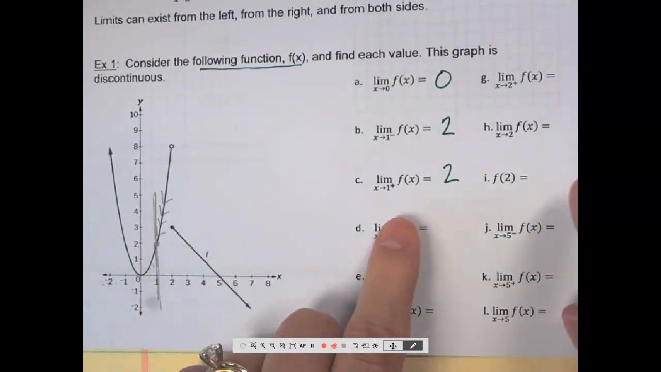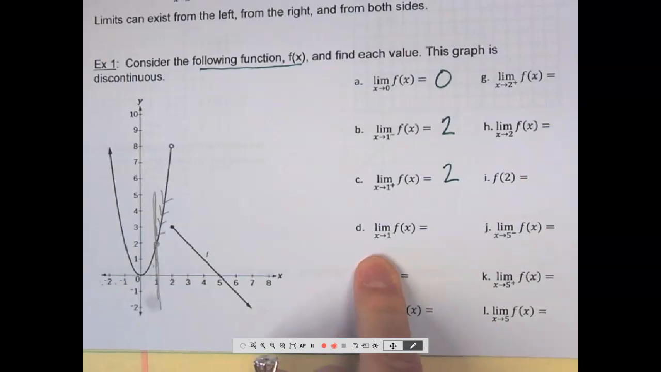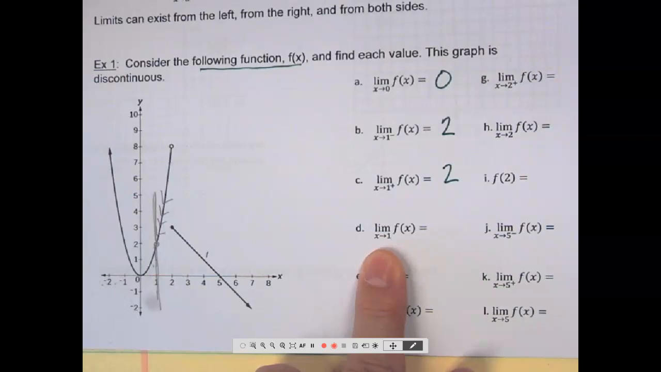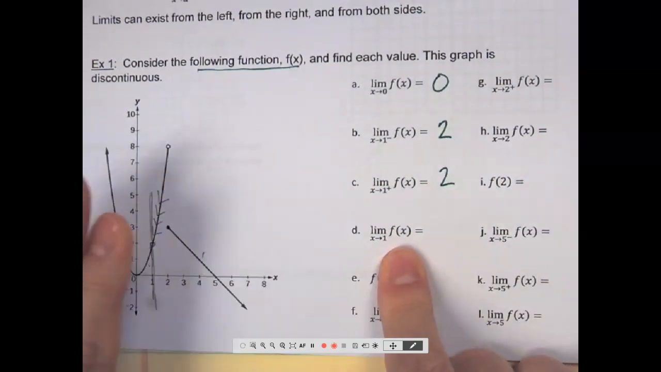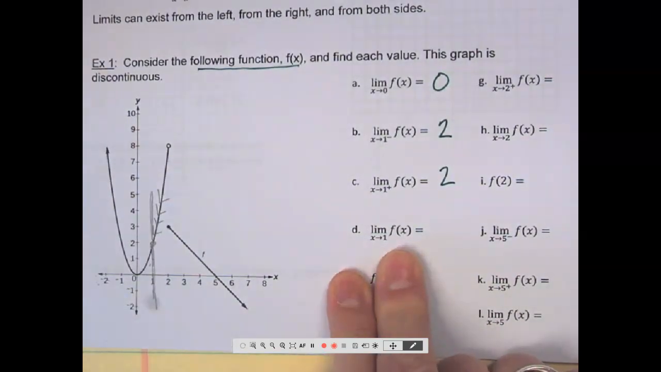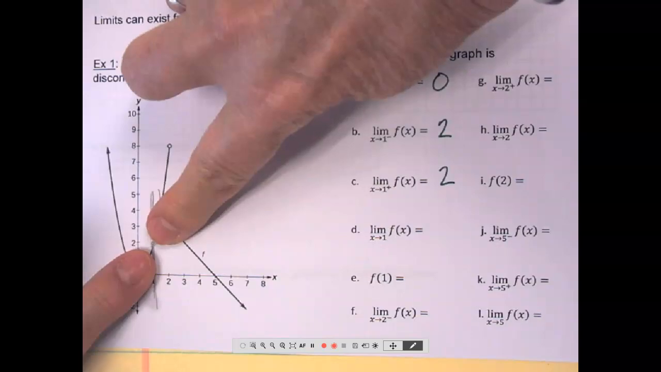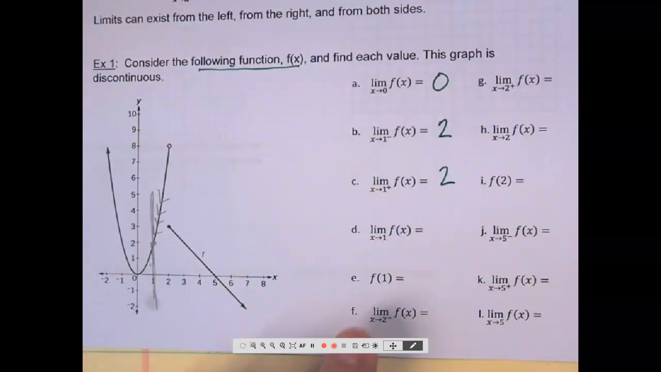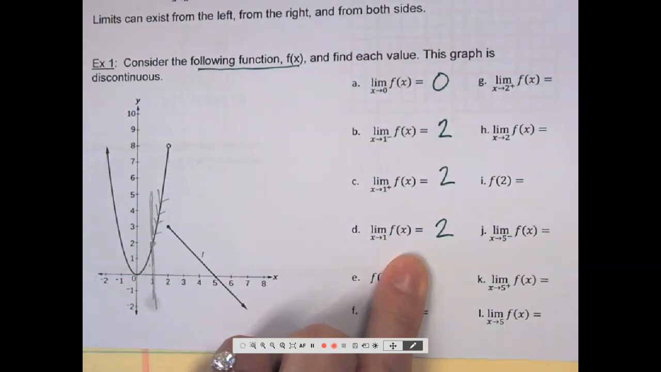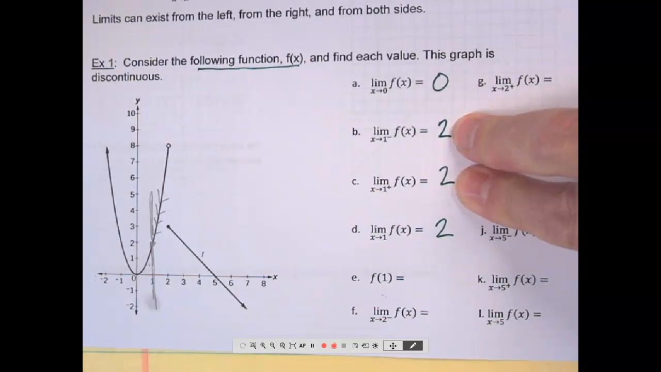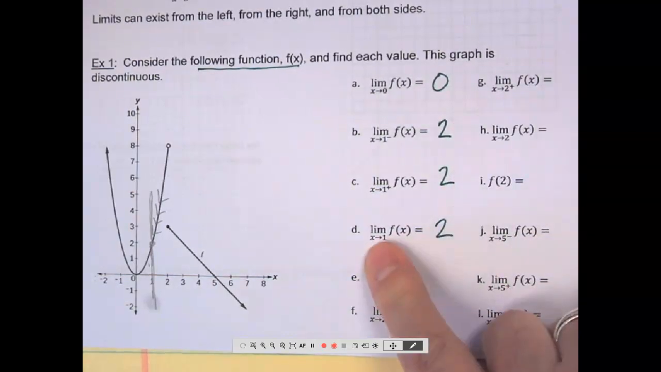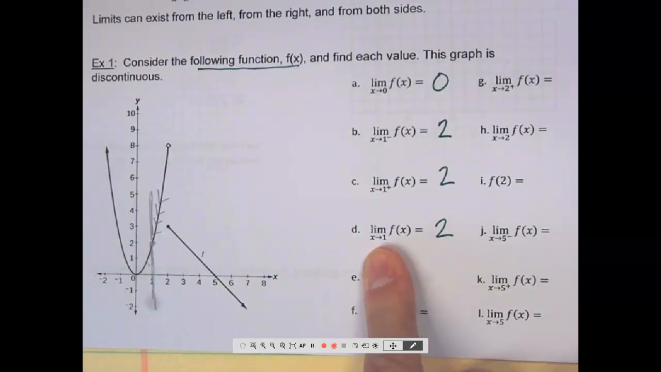Okay, so I'm going to jump to, oh, no, D is the next one I want. Notice that part D doesn't have the plus or the minus. When the plus or minus are not there, it means from both sides. So this means take this graph, let x approach 1 from both sides. What is y approaching? Well, from both sides, we know it's approaching 2. So the limit is 2. If these had been different answers, if from the left and from the right are approaching different numbers, then this limit would not exist. Okay?